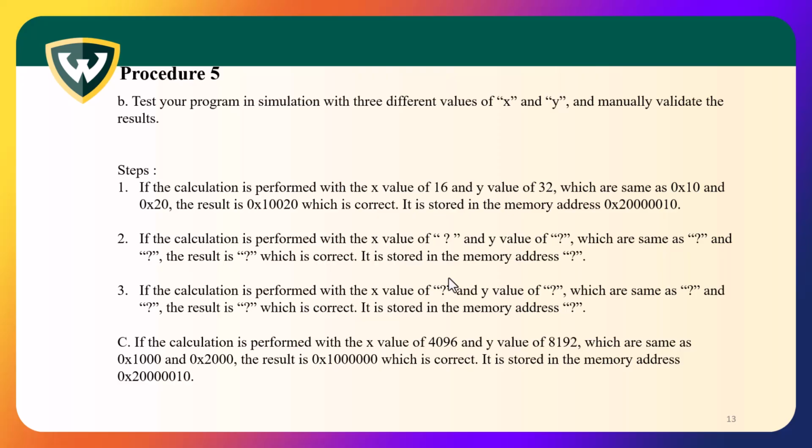And then B. In B, you're going to see the simulation for different values of x. You're going to follow similar steps to what you've done in A, and then you're going to write down all the memory addresses and the values of x and y and answer the questions. And C is if the calculation is performed with the x value of 4096 and the y value 89, which are the same as this, the result will be this, which is correct. So it is stored in the memory address. What memory address it will be stored in, you're going to find out.